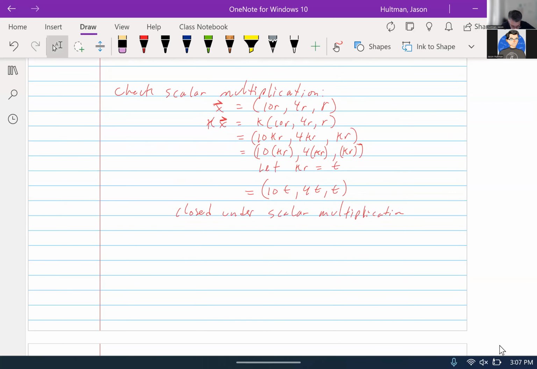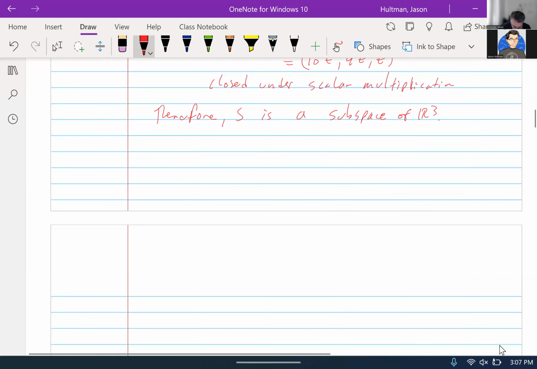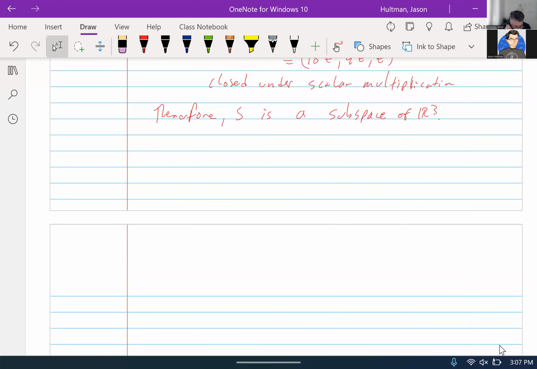Even if we multiply. Therefore, S is a subspace of R3. Okay, let's look at the following one, number 2.